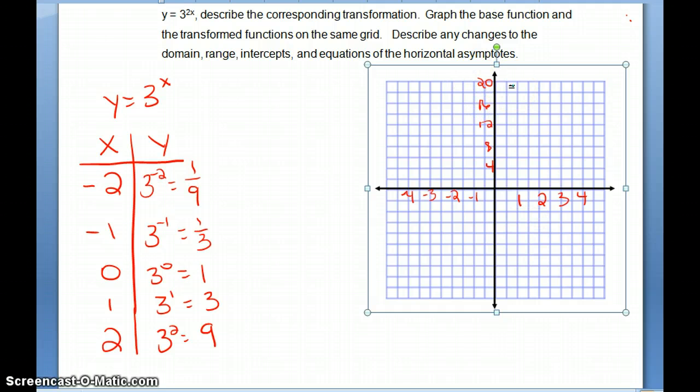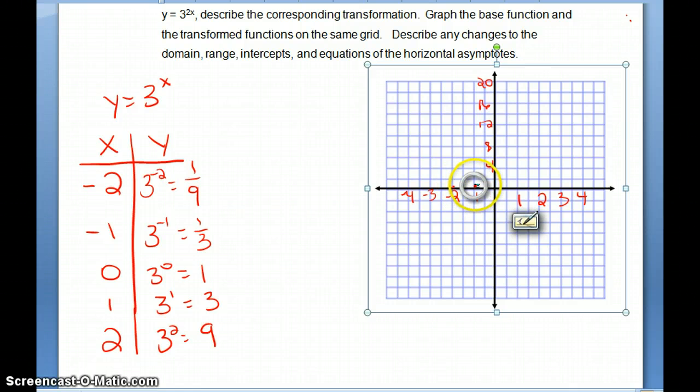Alright. So now let's graph this awesome function. So here, when x is -2, we have 1 over 9. It's going to be extremely close to that x-axis there. We have -1, y is equal to just 1/3.